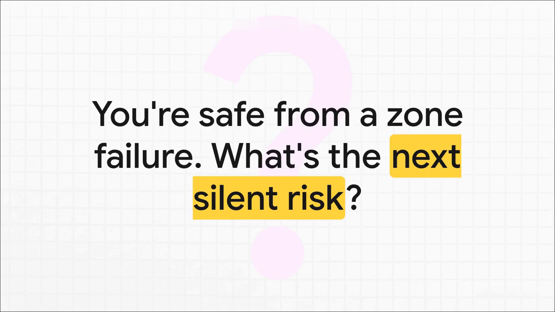But great architecture is all about continuously asking what's next. So the question I want to leave you with is this. Now that you're safe from a zone failure, what's the next assumption you've made? What's the next potential point of failure hiding in plain sight in your architecture?